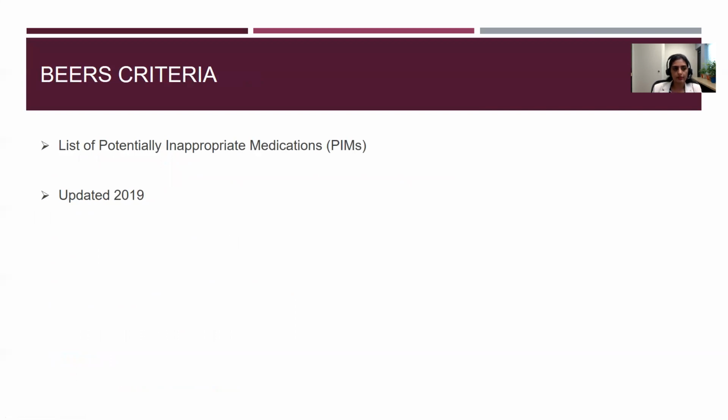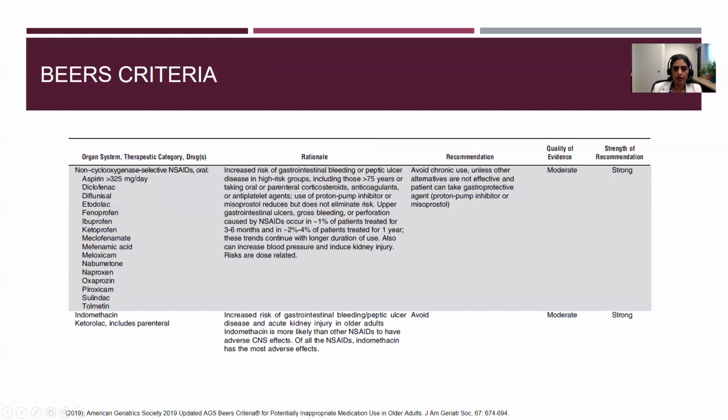Last thing I want to touch base upon is the Beers criteria that I just discussed earlier in the presentation. So Beers criteria was designed by Dr. Beers, and it is a list of potentially inappropriate medications that we should avoid for older patients. We had this updated in 2019, and I will show you a couple of updated parts from this Beers criteria.